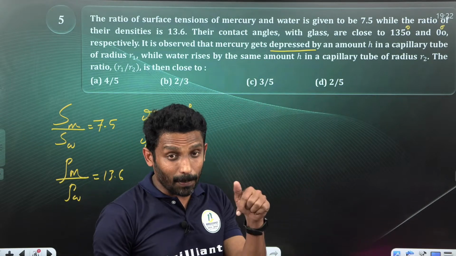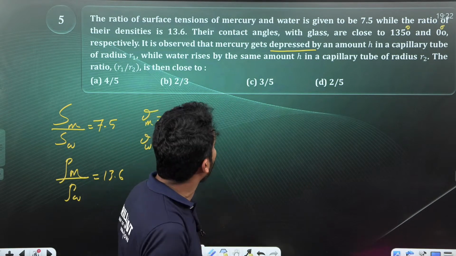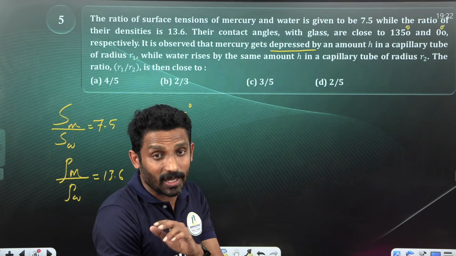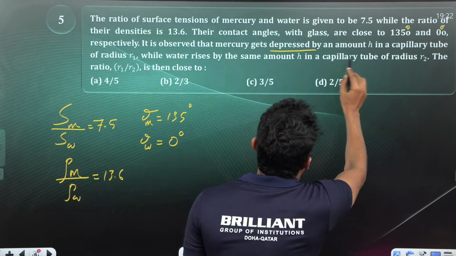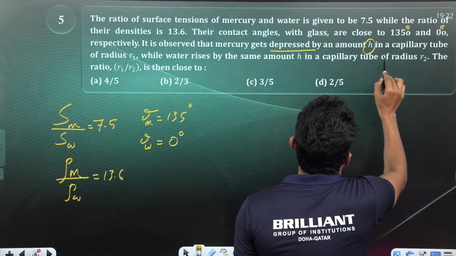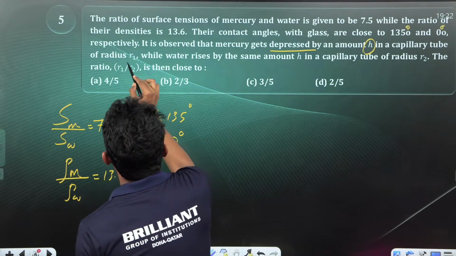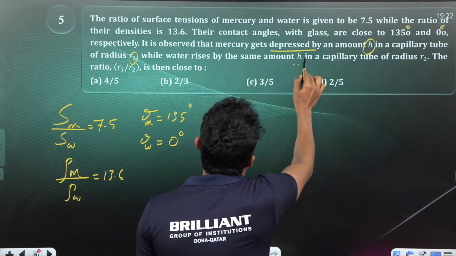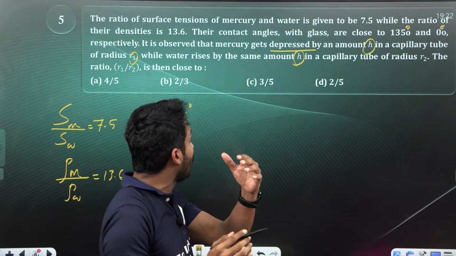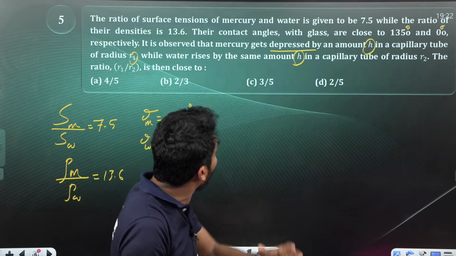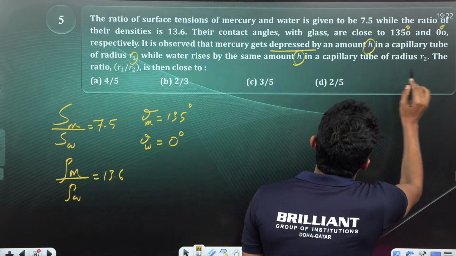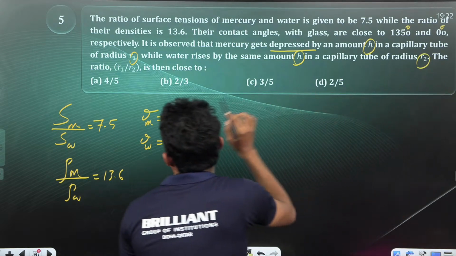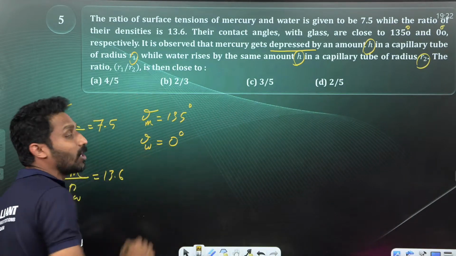Okay, capillary depression is observed in the case of mercury, and capillary rise is observed in the case of water. Yes, the amount of depression is h in a capillary tube of radius r1, while in the case of water it rises by the same amount. Depression and height are both equal, but this is in another tube of radius r2. Now the question is, what is the radius ratio r1 to r2?